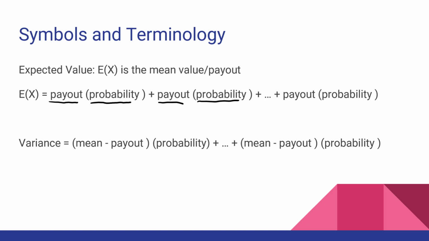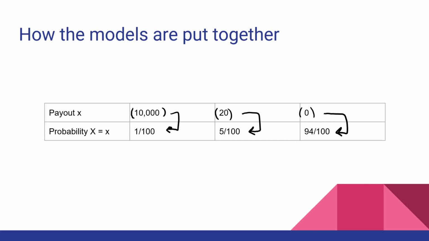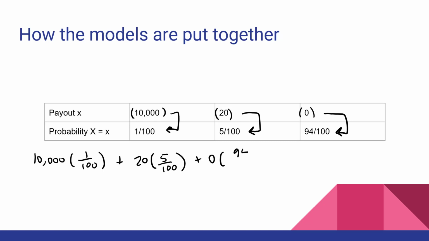So if we were to calculate that for this model, it would be our first payout, $10,000, times its probability, 1 over 100, plus our next term. We do the same thing for the $20 payout, so our payout times its probability, 5 over 100, and then the same thing for our last one, 0 times 94 over 100. So this is our expected value, also known as the mean payout. This would be equal to 101. So our expected payout, or mean payout per person, is $101.